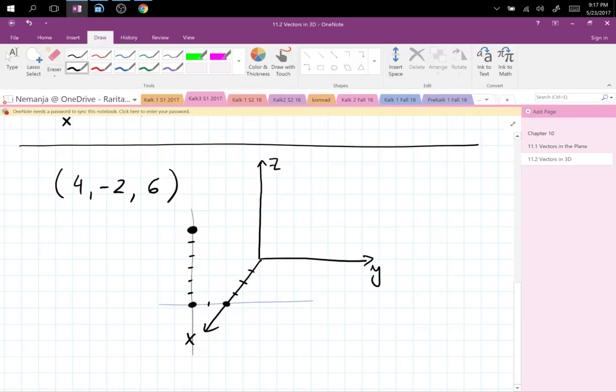So there it is. The progression is we start at 0, 0, 0. Then we get to 4, 0, 0, which is on the x-axis. Then we go negative y. If the positive y is to the right, the negative y has to be to the left. So I go negative 2. So this point is 4, negative 2, 0. And then I go up to 4, negative 2, 6. And that's it.